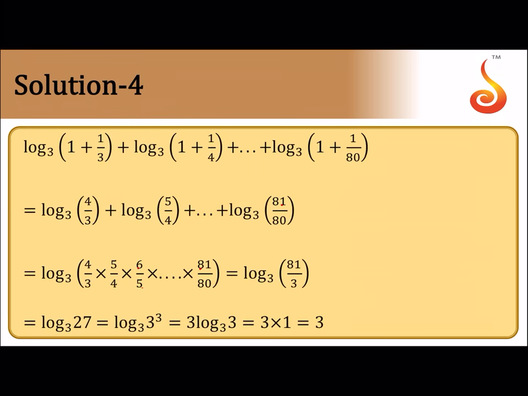I'll show you here. So 1 plus 1 by 3 is 4 by 3, 5 by 4 up to 81 by 80. So 4 by 3, 5 by 4, 6 by 5 and so on up to 81 by 80. All terms will cancel. 5 will cancel, 6 will cancel, 4 will cancel, 80 will cancel, 81 by 3 is left over, which will give you 27. So 27 is 3 cube. So this 3 will come out. So log base 3 equal to 1 we know. I write the property log base a of a equal to 1. So using that property we get 3.